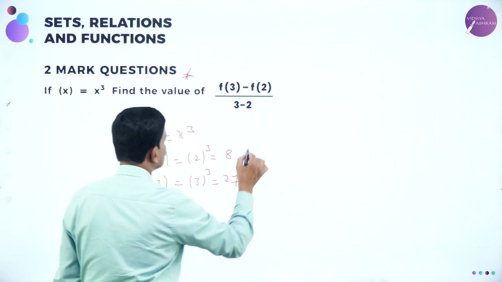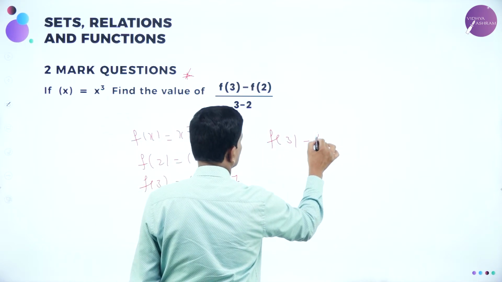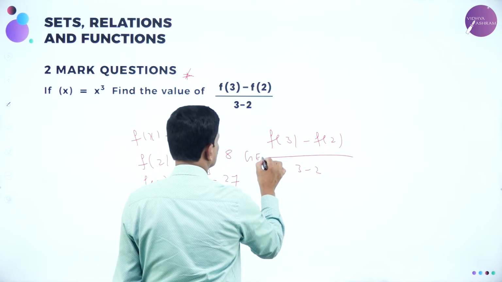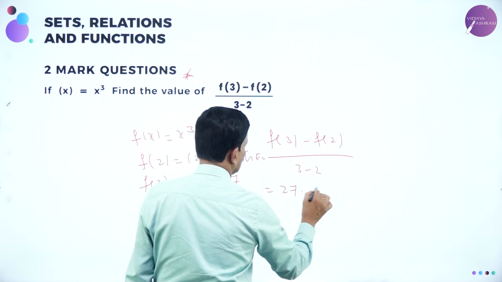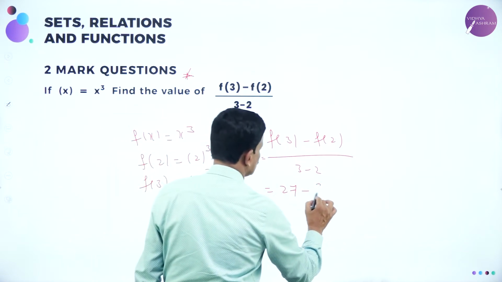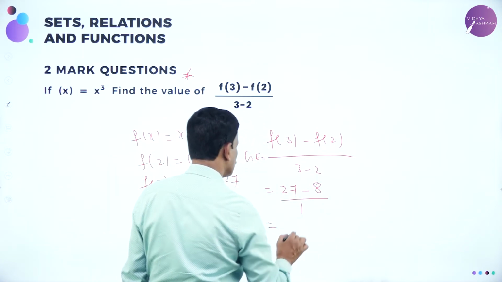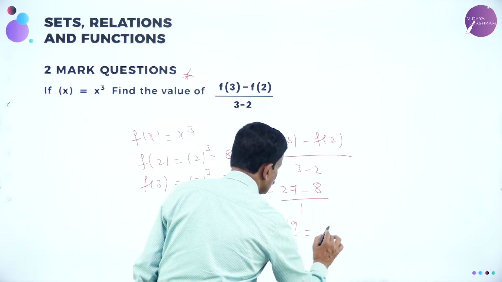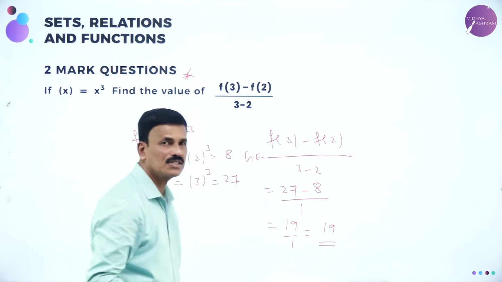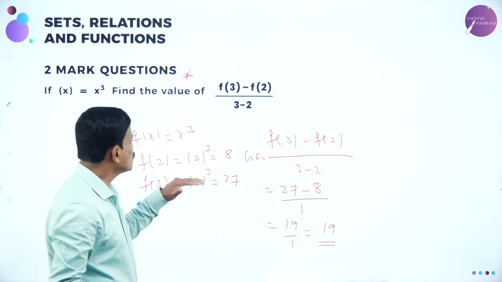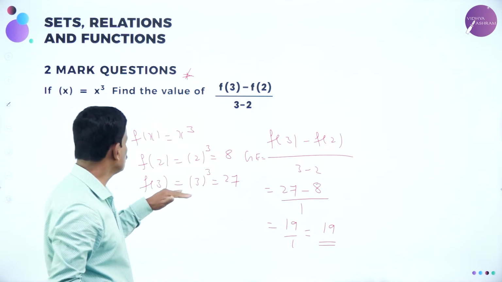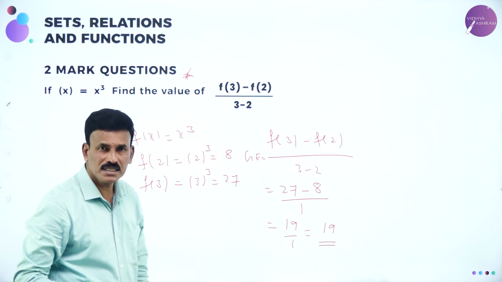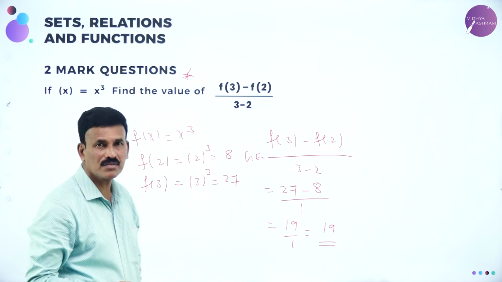9 3s are 27. So, what is required to find is f of 3 minus f of 2 divided by 3 minus 2. Now, given equation, f of 3 is 27 minus f of 2 is 8 divided by 3 minus 2 is 1. So, 27 minus 8 is 19 divided by 1 is equal to 19. The required answer is 19. That's it. Okay. What is given? f of x is equal to x cube. 2 cube is 8. 3 cube is 27. 27 minus 8 is 19 divided by 1 is 19, the required answer.